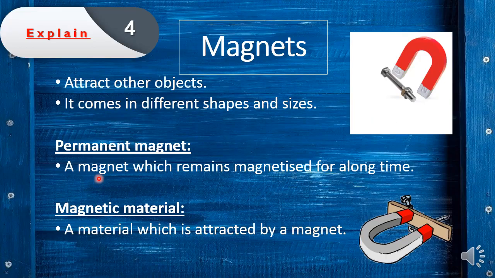Now we have permanent magnets. What are permanent magnets? This expression is so important, and we name the magnets which remain magnetized for a long time permanent magnets. So it will keep the property of attracting metals all the time or a long time. What about magnetic materials? Are all the metals magnetic materials? We will see. A material which is attracted by a magnet is called a magnetic material.